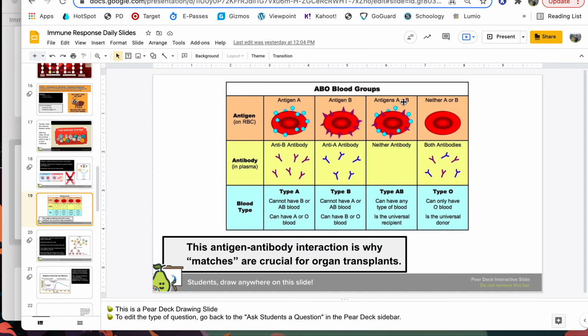Now, if you're type AB blood, you don't have either antibody, so you can get anybody's blood and you'll be okay. So that's where if you're type AB blood, you can take anybody else's blood. Type O has both antibodies, so you can only get type O blood in terms of a transfusion. So that's kind of cool. And we'll talk more about organ transplants, same idea.